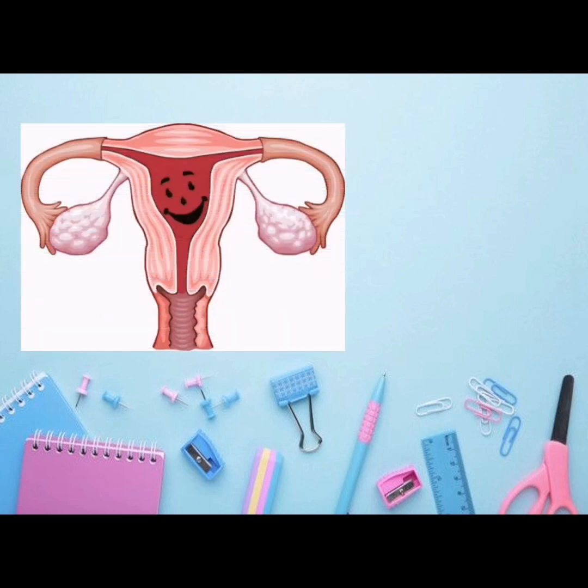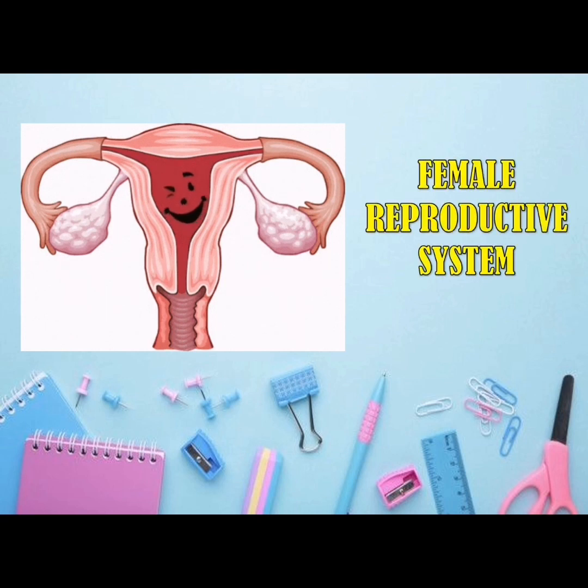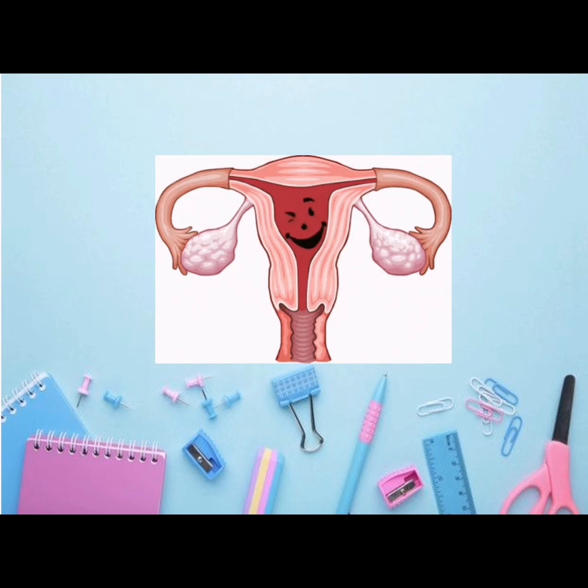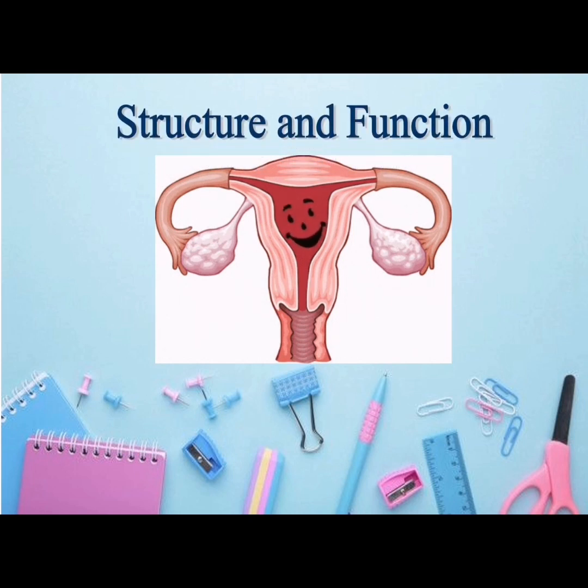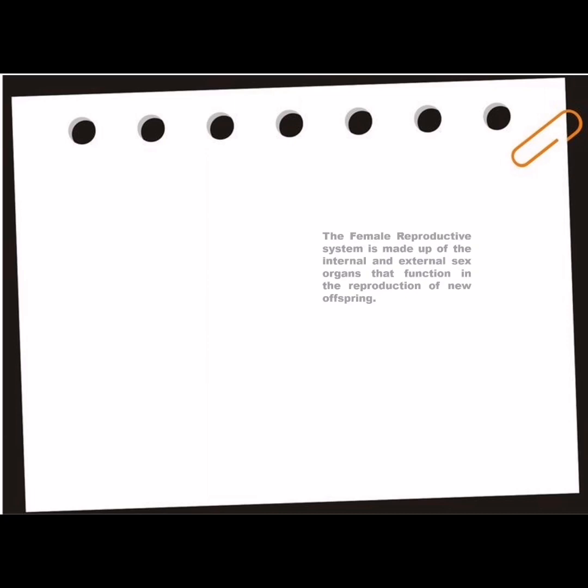Alright, for today's video, you will be learning about the female reproductive system. The female reproductive system is made up of the internal and external organs that function in the reproduction of new offspring. In humans, the female reproductive system is immature at birth and develops maturity at puberty. The female reproductive anatomy includes parts inside and outside the body with specific structures and functions.